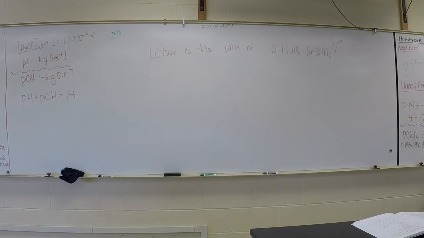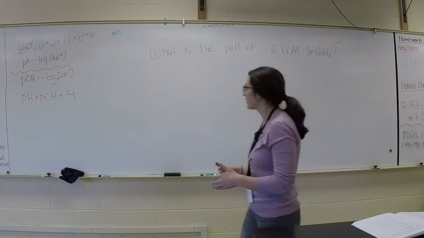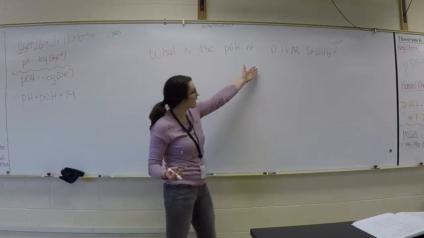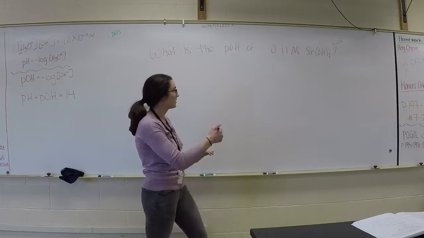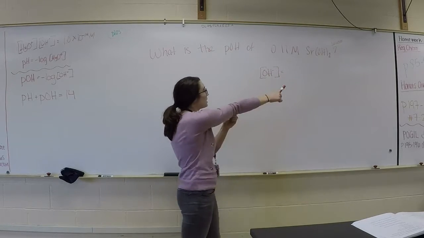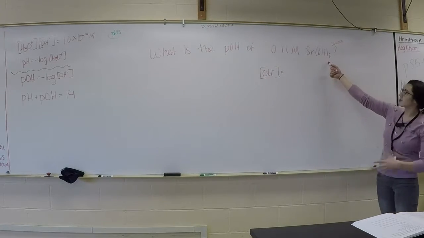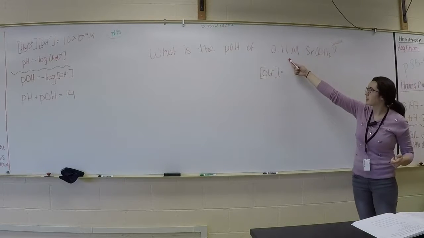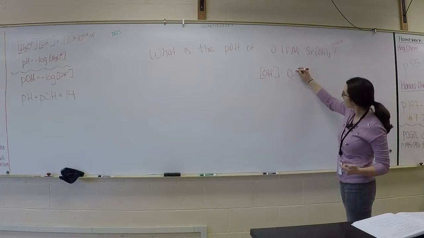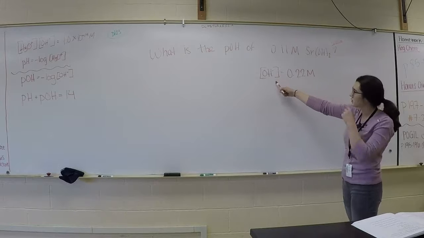So in order to find pOH, what equation should we use? pOH equals what? Negative log of hydroxide. Right? Can we find hydroxide? We have a strontium hydroxide. So my OH concentration, how many hydroxides will this break apart to in solution? 2. So what do we need to do to this number? Multiply by 2. So 0.22 molar is our hydroxide concentration.